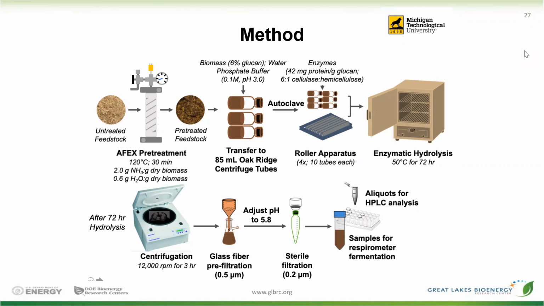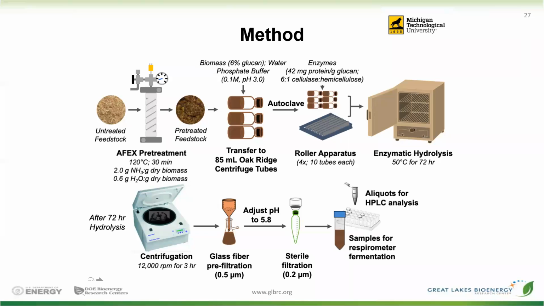In this method, we optimized the parameters like solids loading, phosphate buffer concentration and pH, and the centrifugation time. So the biomass was previously pre-treated using A6 pre-treatment method, and then this biomass was added to the 85 ml centrifuge tube, and then water and the phosphate buffer required for that quantity was added to it, followed by autoclaving. Autoclaving is done to inhibit microbial contamination, and then enzymes were added to the mixture, which were in turn placed on the roller bottle apparatus. This roller bottle apparatus was placed inside an incubator at 50 degrees Celsius. The experiment was carried out for 72 hours.